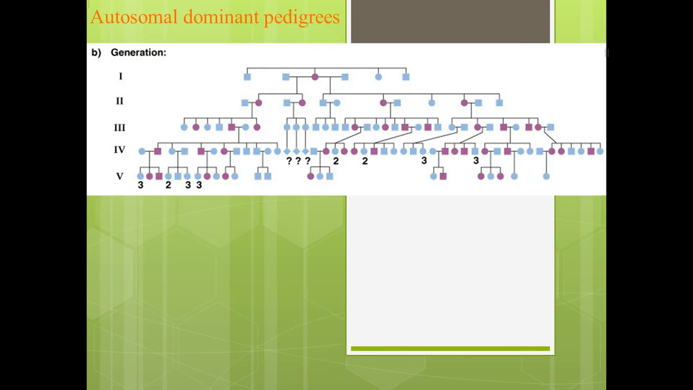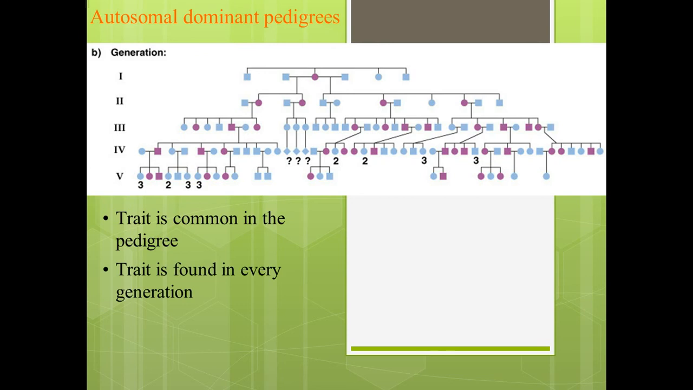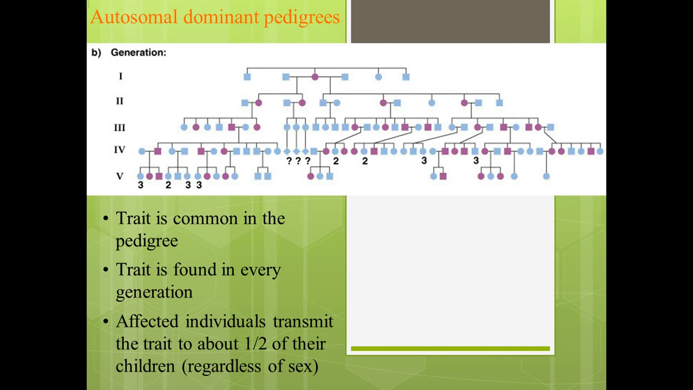Autosomal dominant, on the other hand, has a different look to its pedigree. The trait would be found on the purple individuals in this particular pedigree, not the light blue ones. You can see that the trait, if it's an autosomal dominant, is a much more common trait. It's found a lot more frequently. It's found in every generation, meaning it would not skip generations. And affected individuals transmit the trait or give the trait to about half of their children, regardless of the sex. So it can be found in males and females, and it shows up generally in about half.